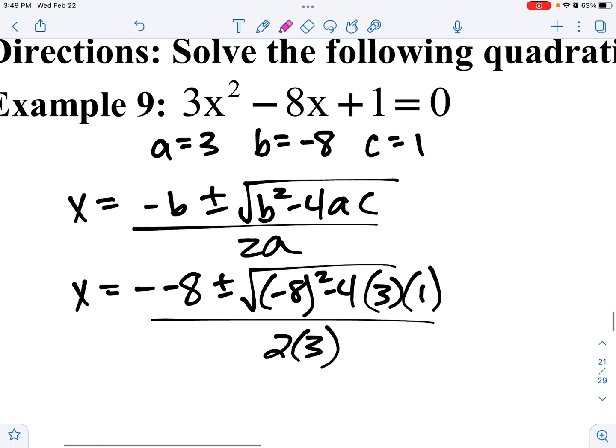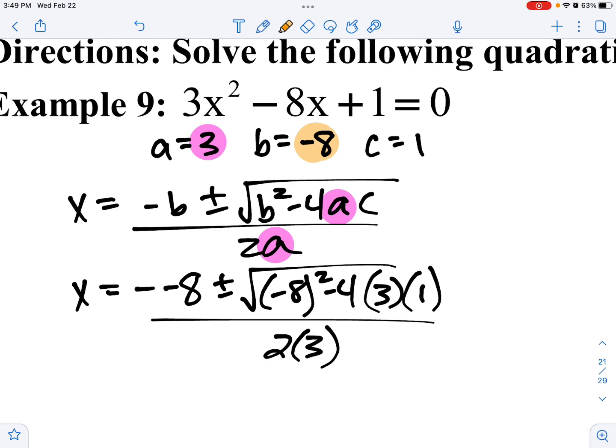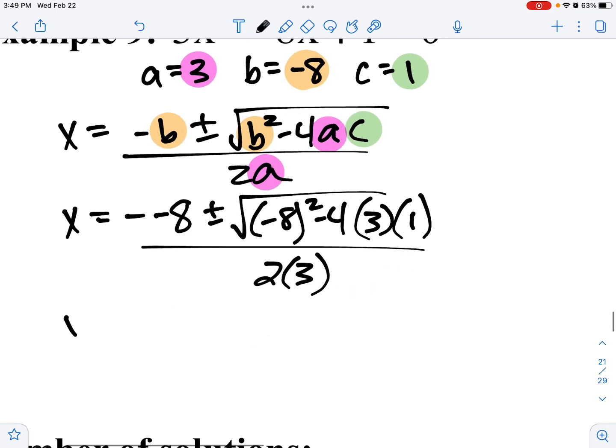So again, you don't have to highlight these if you don't want to, but I think it helps. The a goes there and there. That's why I plugged in a 3 everywhere you see those spots. I have a b, which is -8. That went right there and right there. And I have a c, which is 1, and that went right there. So I'm just plugging in all of these numbers into this formula, which gives me this, and now I just have to simplify it. So I have x equals, I'm going to cancel this double negative. That's going to change to a +8.